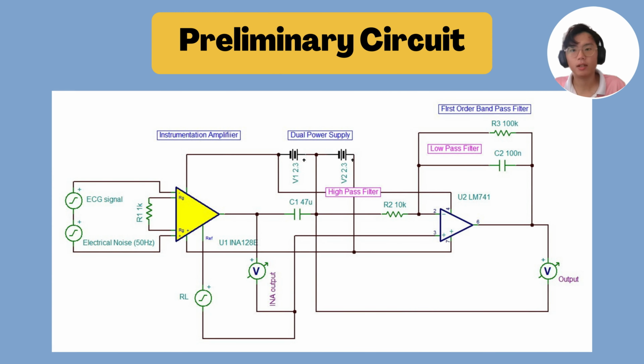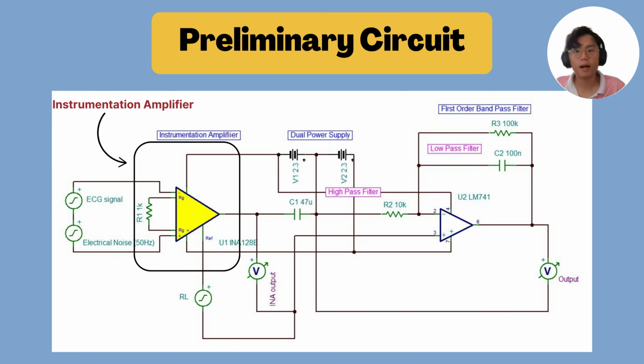Okay, let us have a look at the preliminary circuits of the 3-lead ECG. This circuit consists of a few components and parts, which are the instrumentation amplifier, the dual power supply, and the first-order bandpass filter. The labeled electrical noise power source will act as a simulated noise of the electrical noise, which has a frequency of 50 Hz. The dual power supply will provide necessary voltage to the operational amplifiers in the circuit, which are the INA128 and LM741. There are two main parts of the circuit, which are the instrumentation amplifier and the bandpass filter.